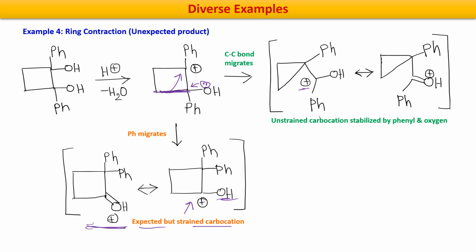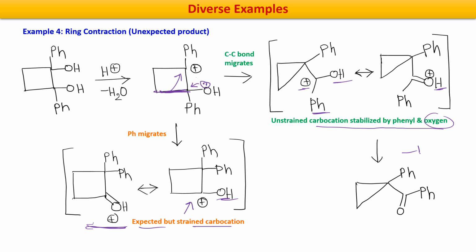Now there is a 120 degree angle possible for this sp2 hybridized carbon, and the OH is also present as before, but here the strained carbocation is not present, and the phenyl group is also stabilizing it. So it is an unstrained carbocation stabilized by phenyl as well as the lone pair of oxygen. So this part is also common, it is also present in the previous case, but if you simply consider the unstrained carbocation part stabilized by phenyl, then also you can understand why the ring contracted product will be the final product. So simply remove this H, that is minus H plus, deprotonation, we are getting the final product.